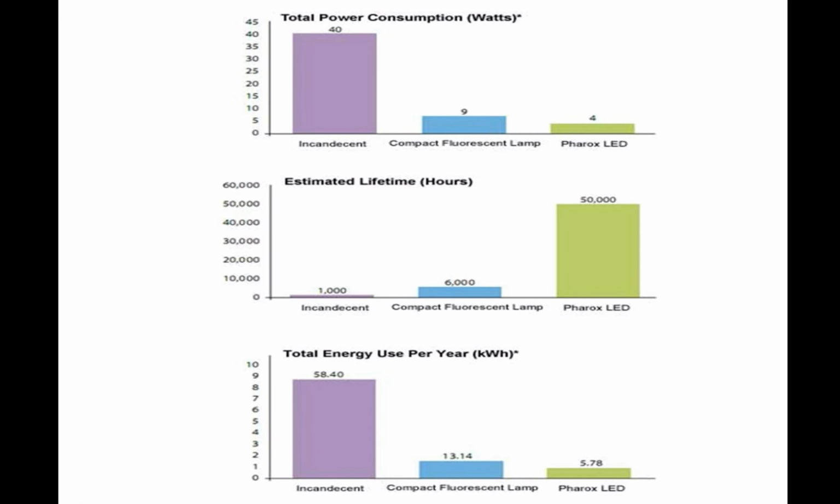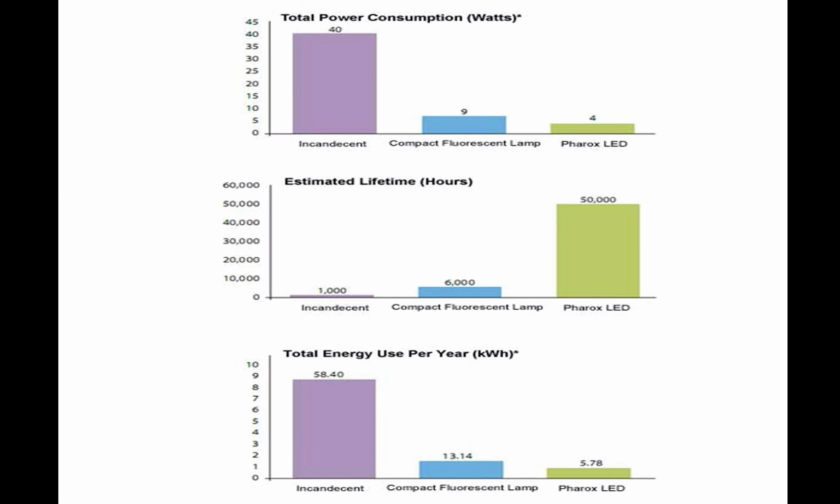All right, so back over here again, incandescence, they're the most inefficient right now. Compact fluorescents are much better. They have a lot longer lifespan. They consume a lot less power. Okay, so your total energy usage per year is pretty good compared to the incandescent. And they're fairly cheap now. They can be mass produced, whereas LEDs are not as cheap.